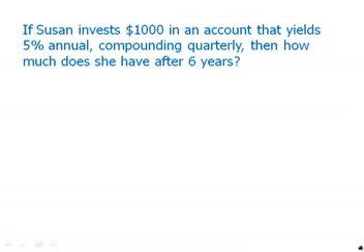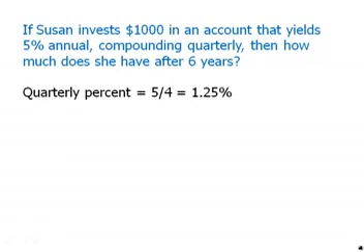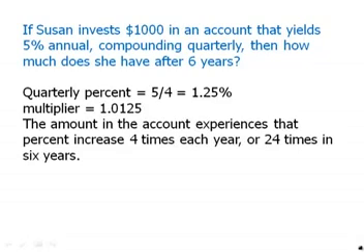So the first thing I'll say is that 5% annual has to get divided by 4. So the quarterly percentage is 1.25%. The multiplier for that is 1.0125. So that's our multiplier. The amount in the account experiences that percent increase 4 times each year, or 24 times in 6 years. So we're multiplying by that multiplier 24 times. So the final amount will be the principal, $1,000, times that multiplier to the power of 24. Okay, so that's the expression. And again, if the problem is simply looking for building the correct formula, that's the correct formula.